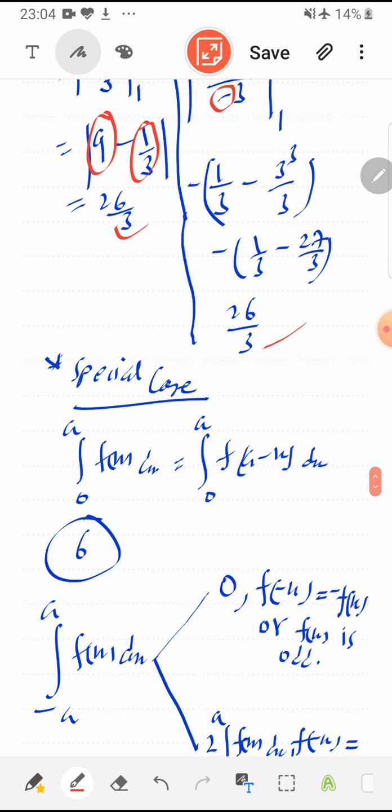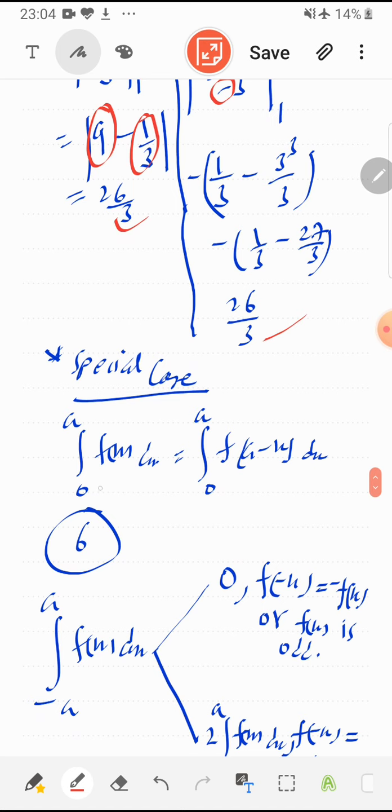Now a special case of this property is also equally important. If I replace the lower limit with 0 and the upper limit with a, it becomes integral 0 to a f of a minus x. So this is also very important.